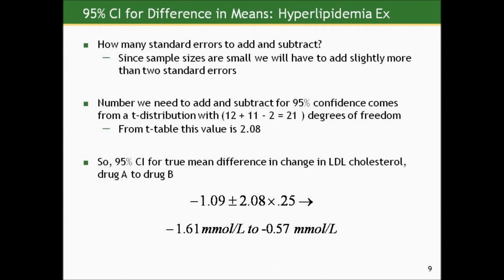It gives a confidence interval for the mean difference of negative 1.6 to negative 0.57 millimoles per liter. Notice that 0 is not in that confidence interval. This is a confidence interval for the difference in mean change between the two groups, so they suggest that there's a statistically significant difference after accounting for sampling variability. But let's take the p-value approach to complement this.